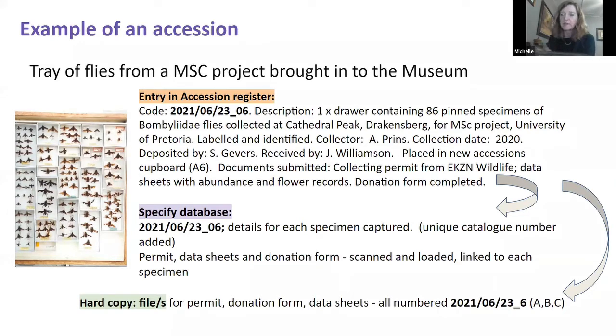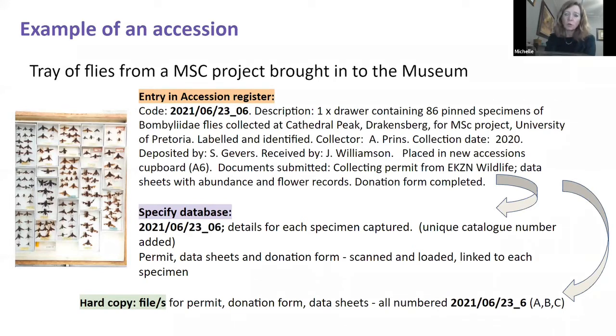And as soon as it comes into the institution, it's captured in the accession register, and that should be handwritten. And it should be assigned a code. You might have your own coding or numbering system in your institution, but I used the date, and you can say it's the 6th accession for the day. And we've got a description of what it is. It's a drawer, and it's got 86 pinned specimens of bombardier flies collected at Cathedral Peak in the Drakensberg for a master's project being done through the University of Pretoria.